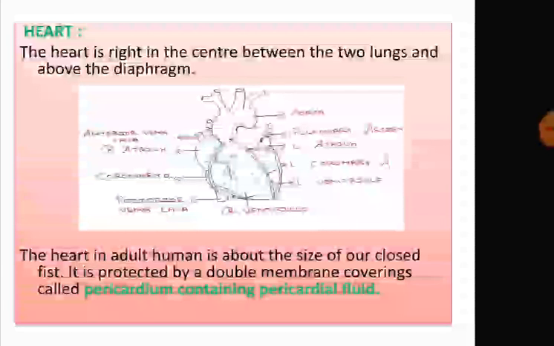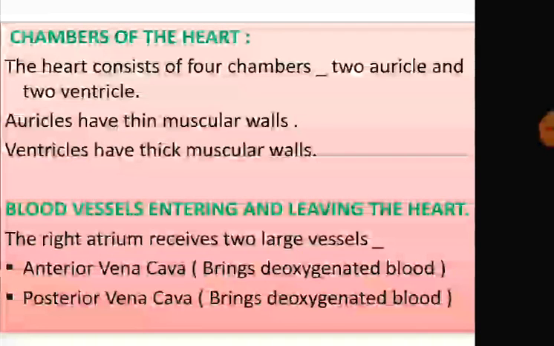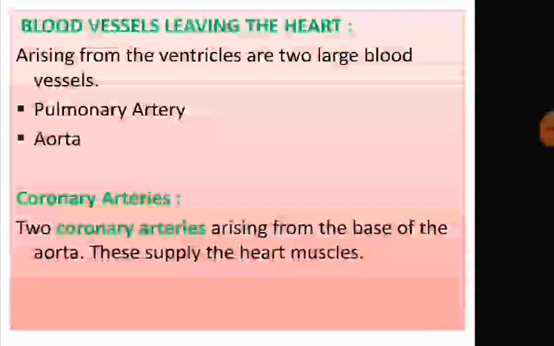Next, the left atrium or auricle receives four pulmonary veins, and these pulmonary veins bring oxygenated blood. Next are the blood vessels leaving the heart. Arising from the ventricles, there are two large blood vessels. One is the pulmonary artery and another is the aorta.